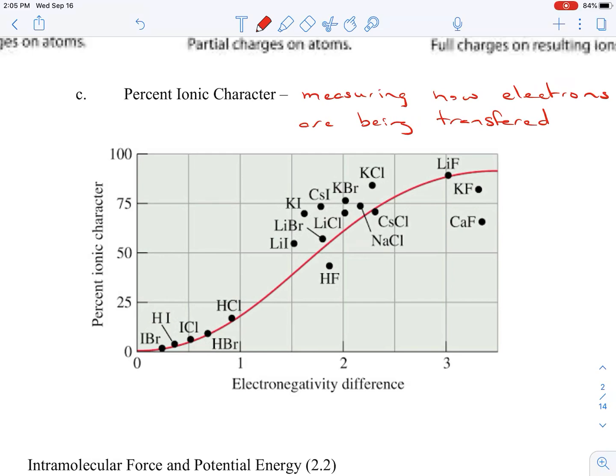Whereas if we look over here, like HCl, its electronegativity difference is 1, so it doesn't have as much ionic character. But it still has some, so that's something we need to look forward to.